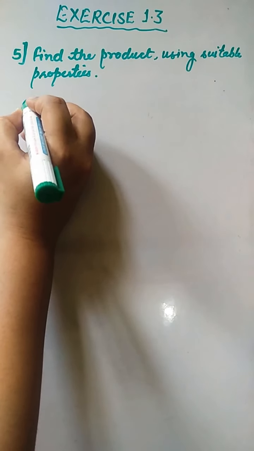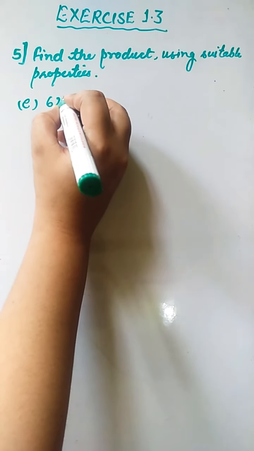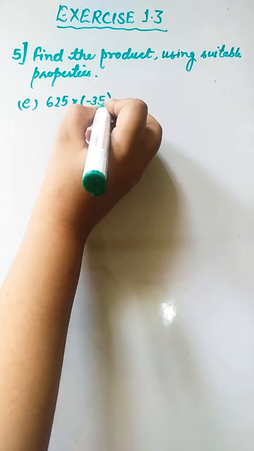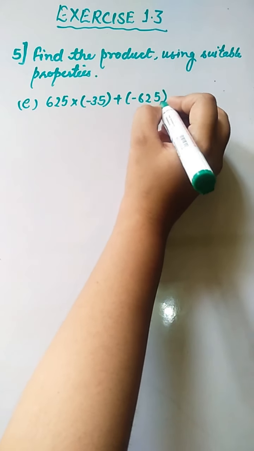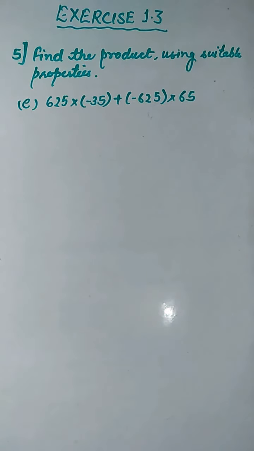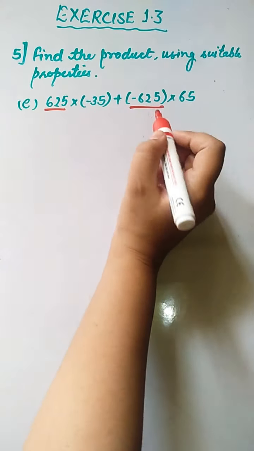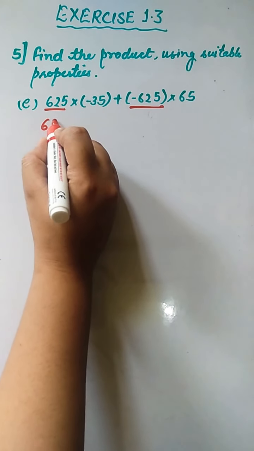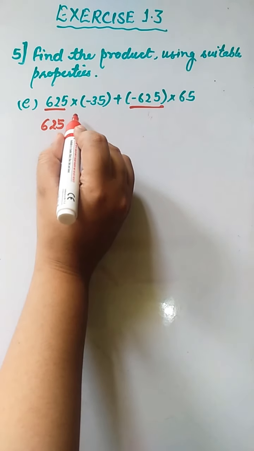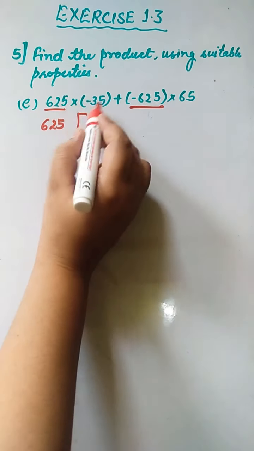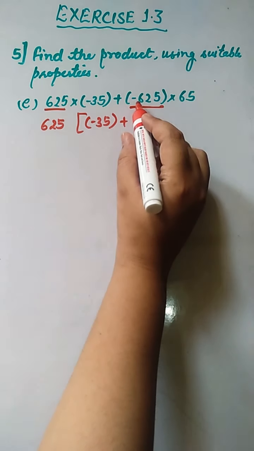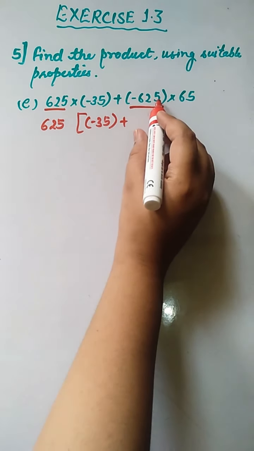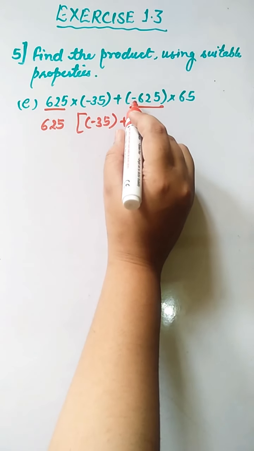Now E part is 625 into minus 35 plus minus 625 into 65. Now if you see, 625 is there in both the parts. Understood? So I am going to write 625 as common. What will remain inside from the first term? Minus 35. Then this plus sign. What will remain inside? This minus sign, because I have not taken minus common. So this minus will remain here.